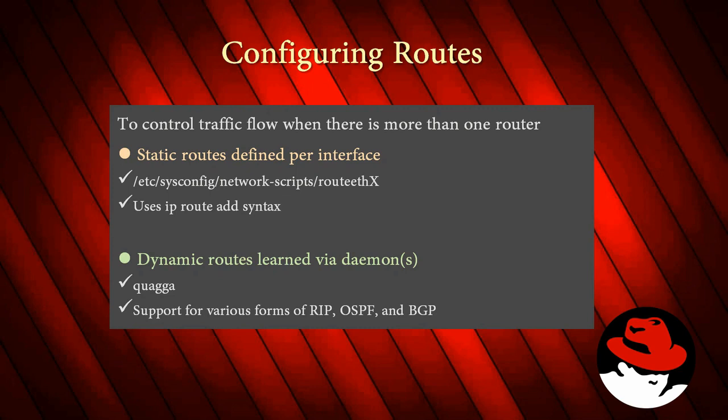The static routes defined per interface are in route-ethX. It uses ip route as syntax. The dynamic routes are learned via daemons, like Quagga, which supports various forms of RIP, OSPF, and BGP.